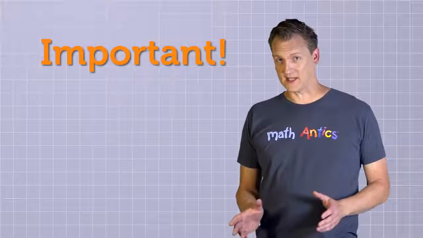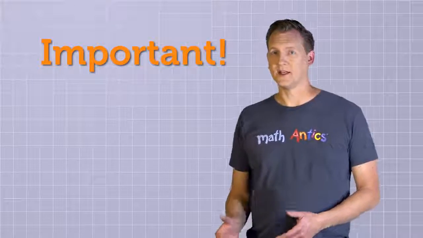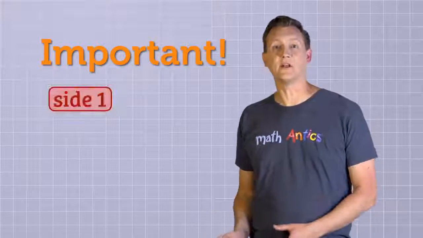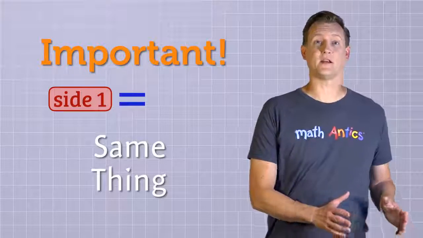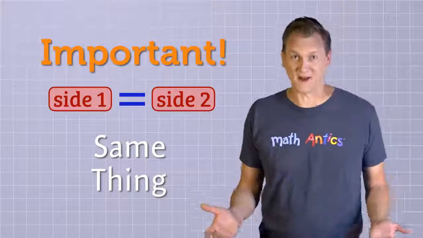And the most important thing to keep in mind while rearranging equations is that whenever we do something to one side of an equation, we have to do the same thing to the other side, or else the other side might get jealous.